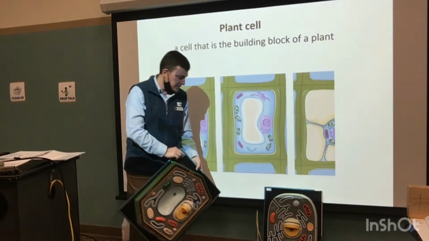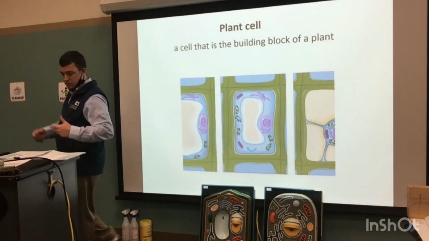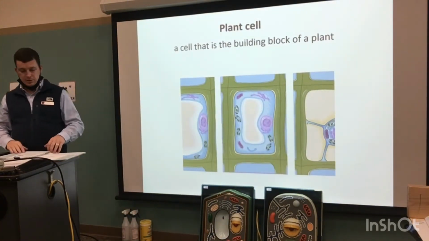So on page 60, let's have one person to read nice and loud and proud about the cell wall. All right. Owen, you get that? All right, cell wall, please.